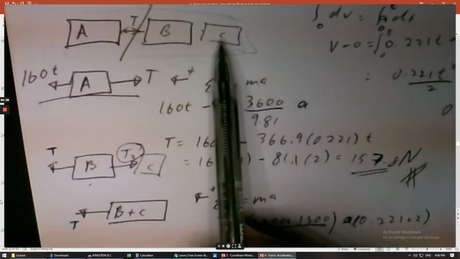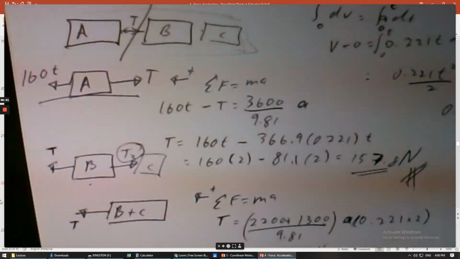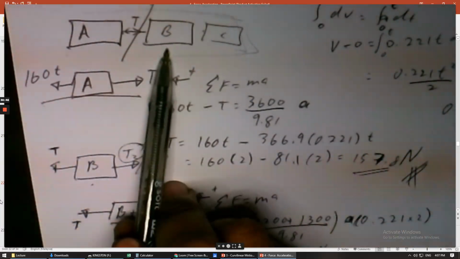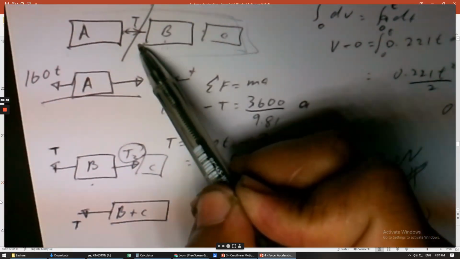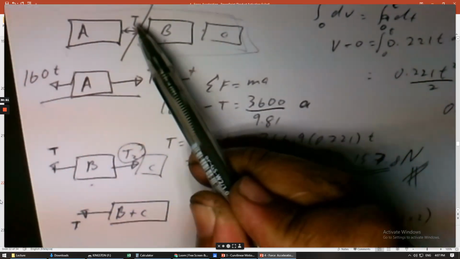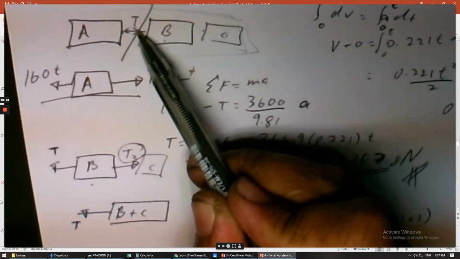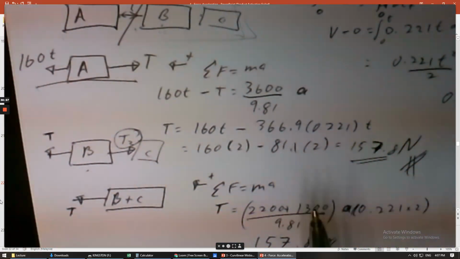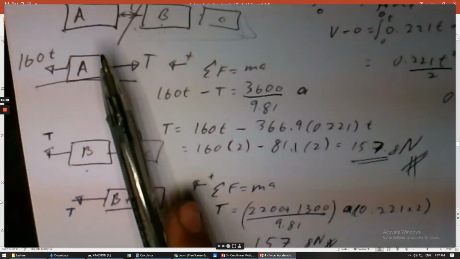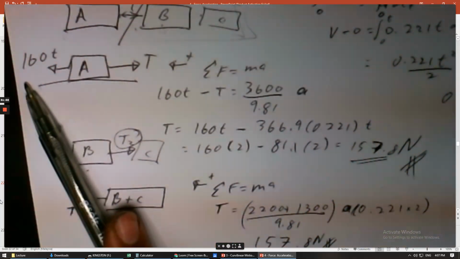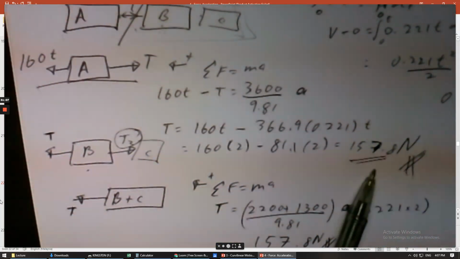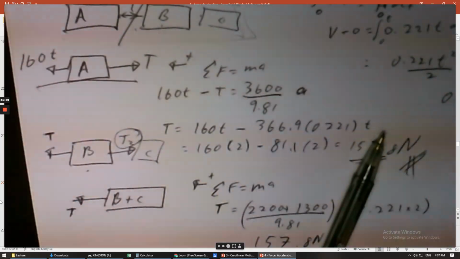So as long as you choose the right system, you should be able to arrive at the correct answer. In this case, the subsystem B and C gets the tension as the external force, so we can use this equation. And if we choose A, there are two external forces, 160 t and also the big T. We plug that in, and we get the same answer as well. I hope you get that.